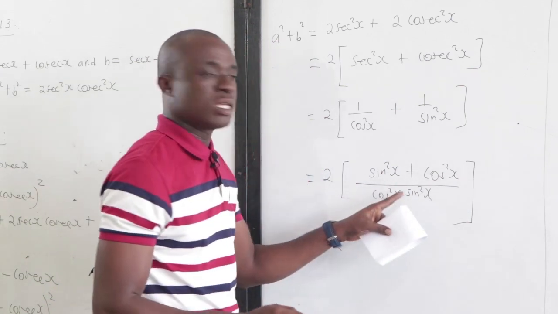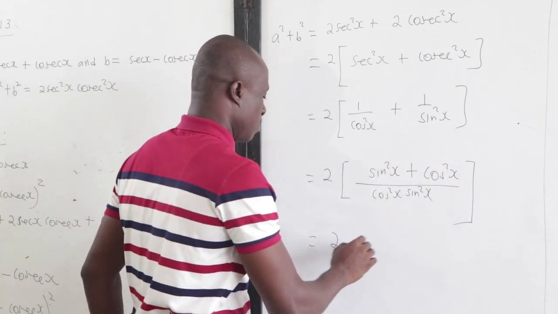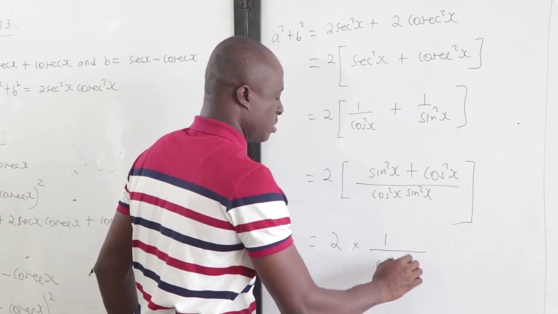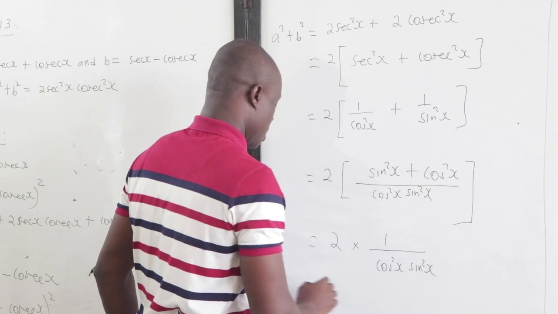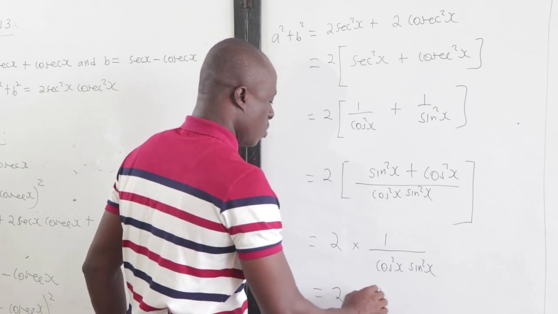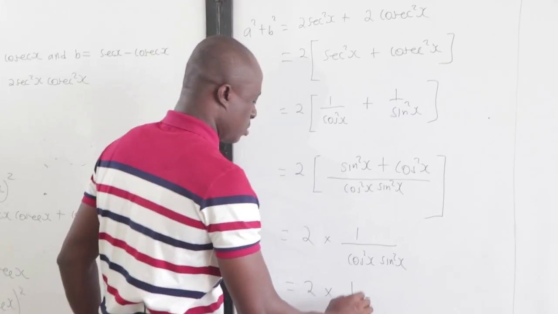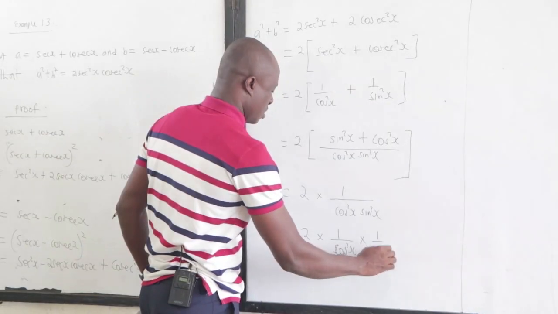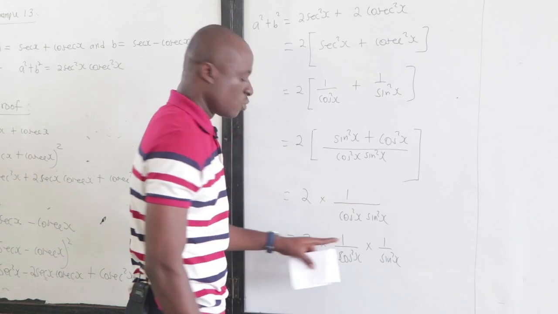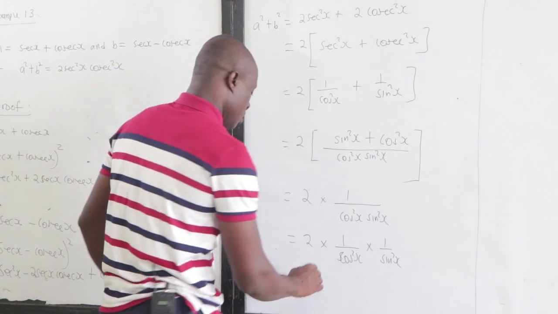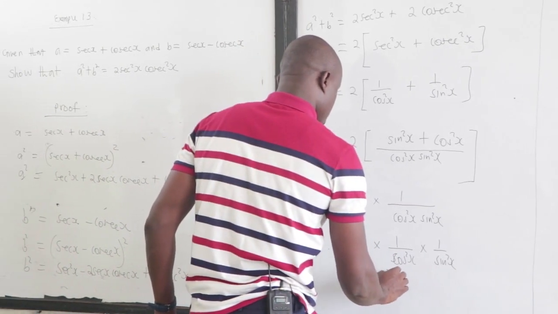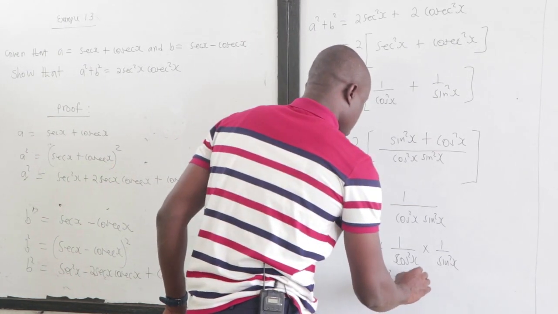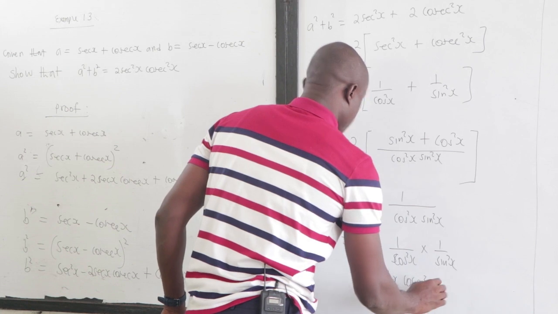Now what is sine square x plus cos square x? That is 1. All over we have cos square x sine square x. And this is just the same as 2 times 1 over cos square x times 1 over sine square x. Now, what is 1 over cos square x? This is sec square x. And what is 1 over sine square x? This is cosec square x.